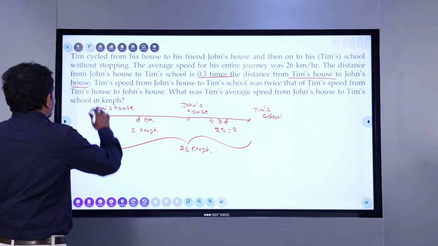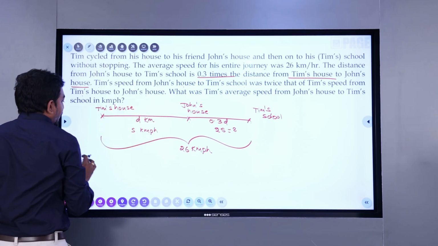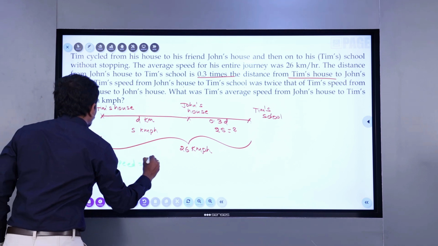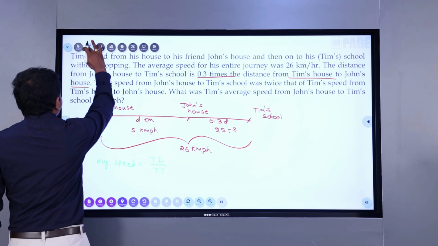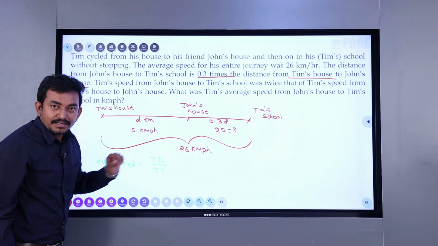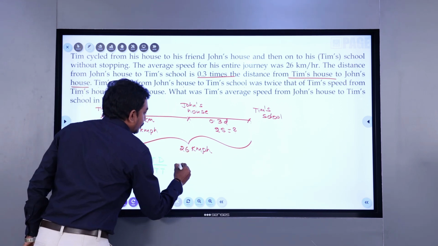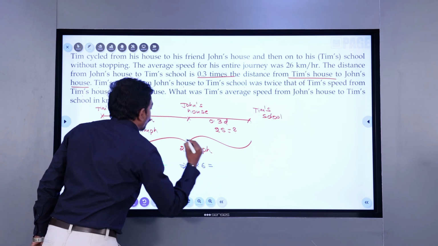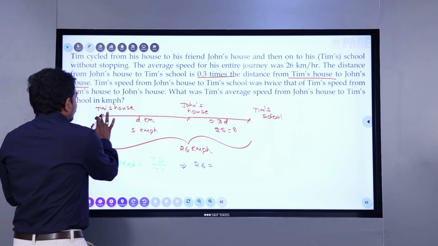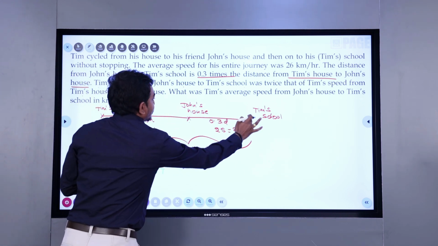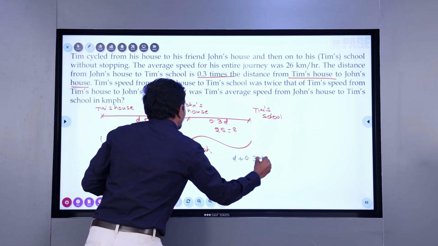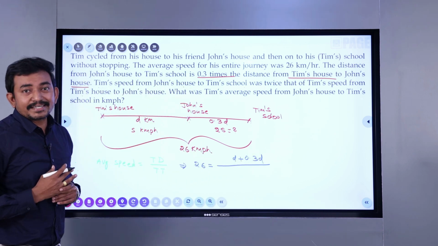Let us go for the basic definition that we discussed just now about average speed. Average speed is what? It is total distance traveled by the total time taken, right? What is the average speed for the entire journey given? 26 kilometers per hour. Let me write it down here. The average speed is given as 26 kilometers per hour. This is equal to, what is the total distance in the journey? Here he traveled d kilometers. Here he traveled 0.3d kilometers. Let us write that down. This is d plus 0.3 into d by, what is the total time taken?